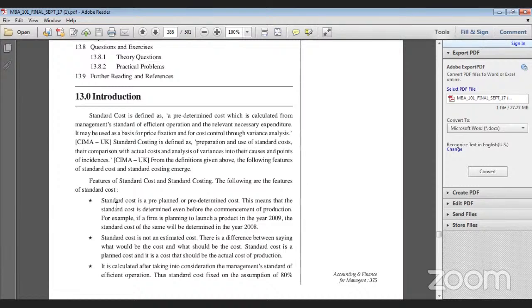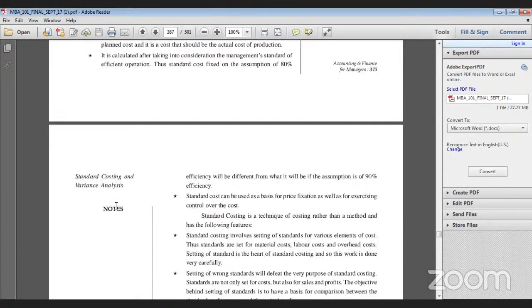Standard cost is a pre-planned and predetermined cost. Standard cost is not an estimated cost. It is calculated by considering the management standards of effective process and operations.